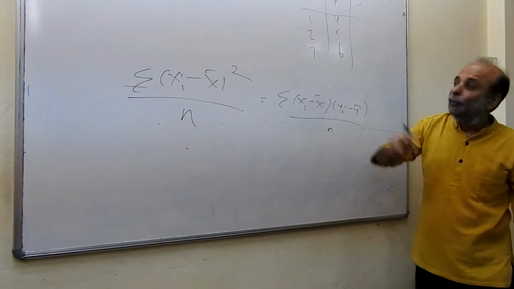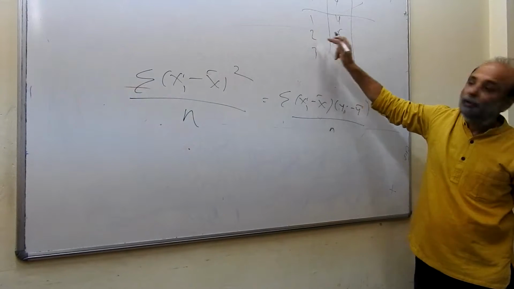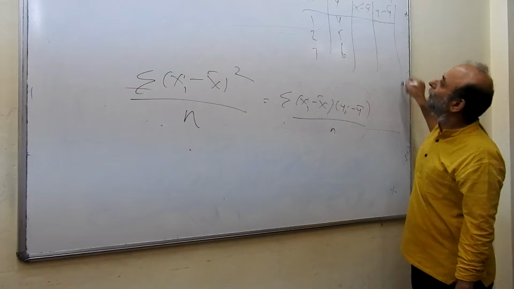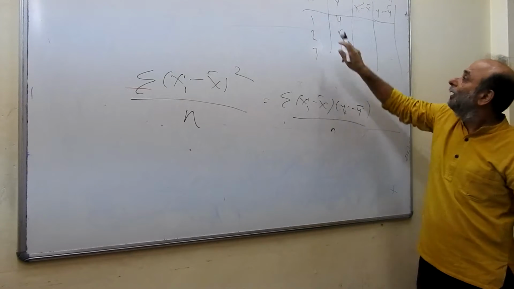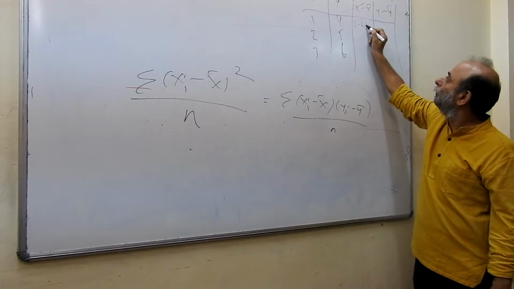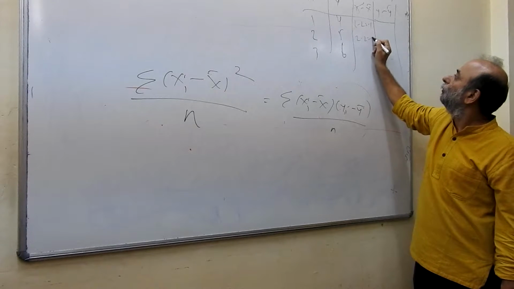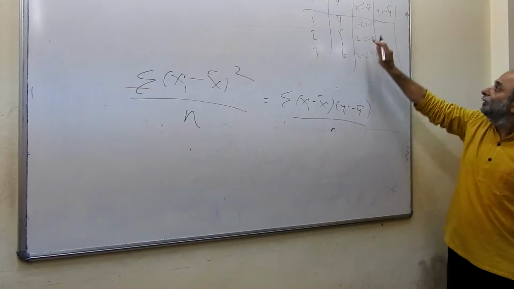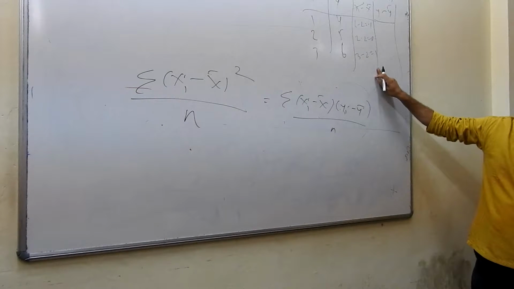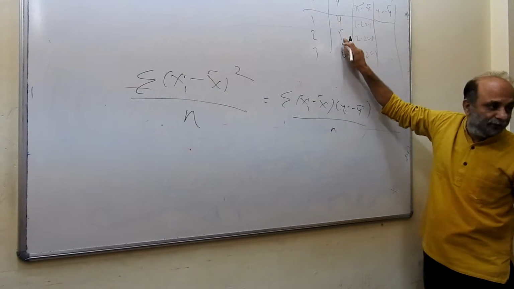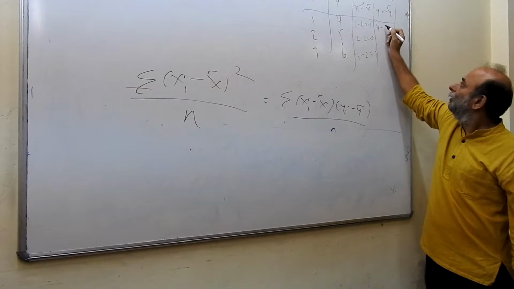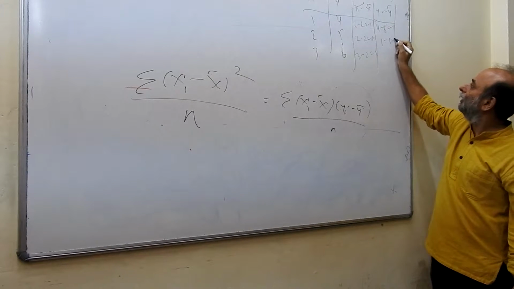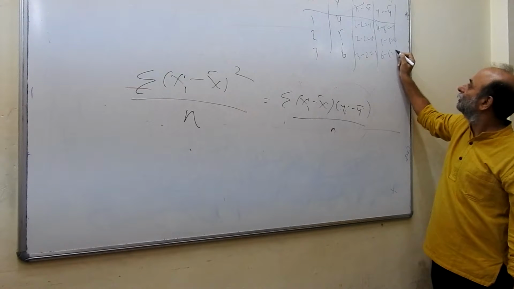Okay. So what is x bar here? 2. So I create a column x minus x bar, y minus y bar. Right? I write it 1 minus 2 is minus 1, 2 minus 2 is 0, 3 minus 2 is 1. As you see, the sum of the deviations will be 0: minus 1, 0, 1. Here what is the average? 5. 4 minus 5 is minus 1, 5 minus 5 is 0, 6 minus 5 is plus 1.